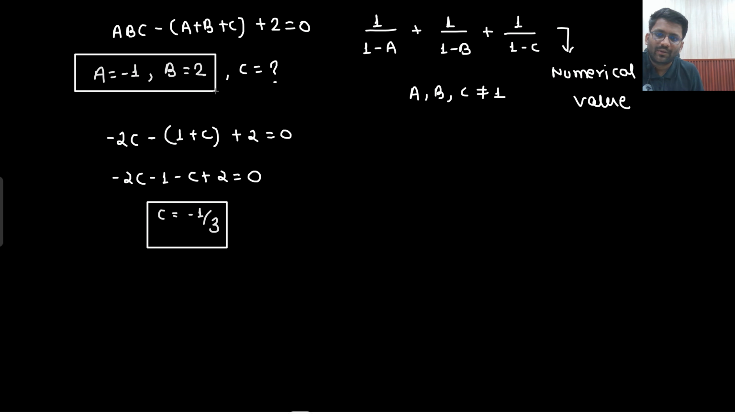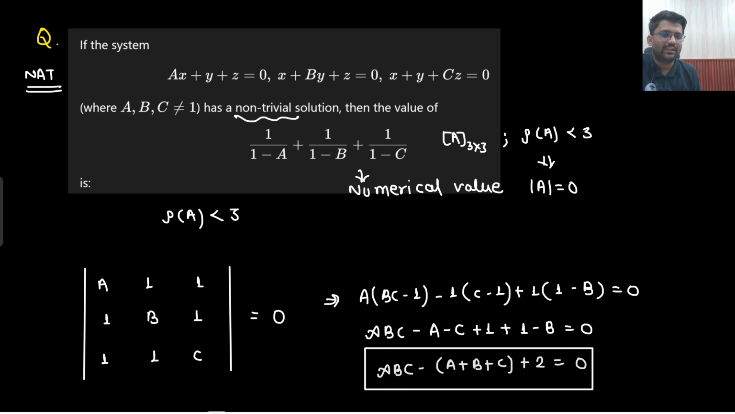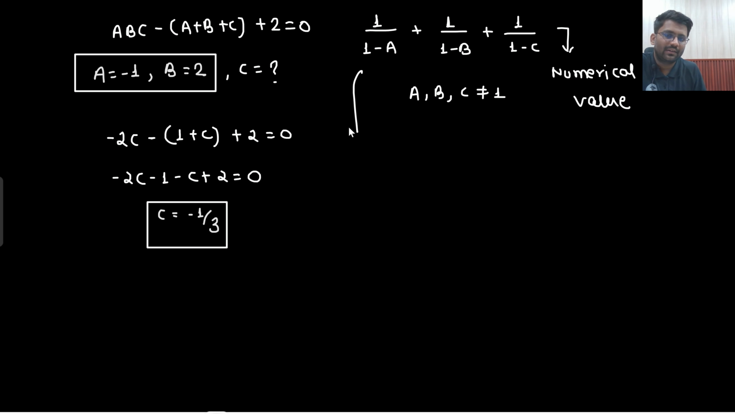And these are the values of A, B you have taken. So if you take A equals to minus 1, B equals to 2 and C equals to minus 1 by 3, then this condition is being satisfied. And this is what we are getting, that this condition needs to be satisfied. Now if you put these values here, what answer you are getting?